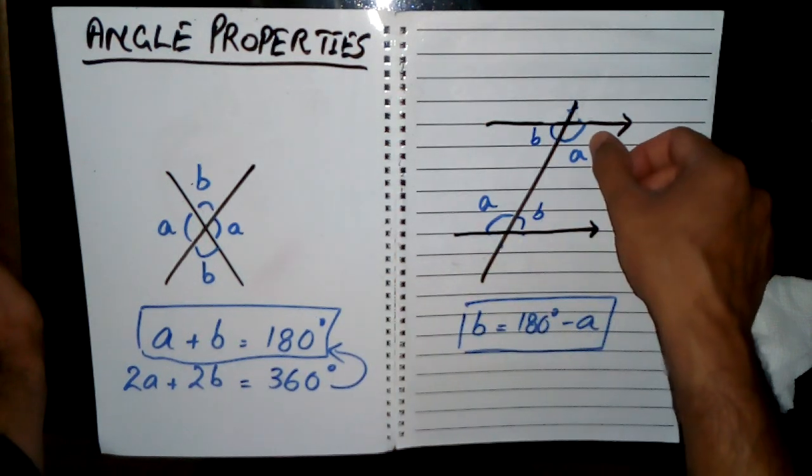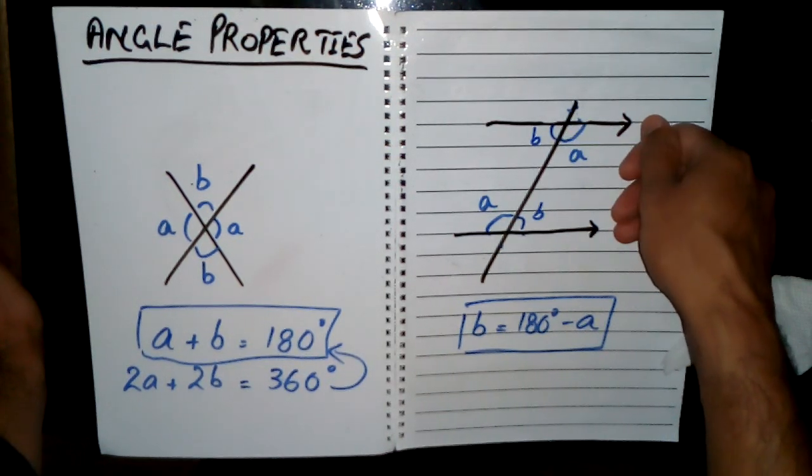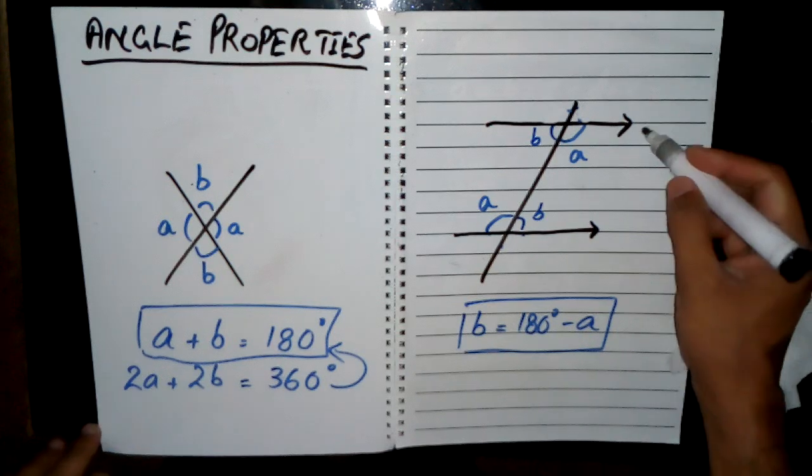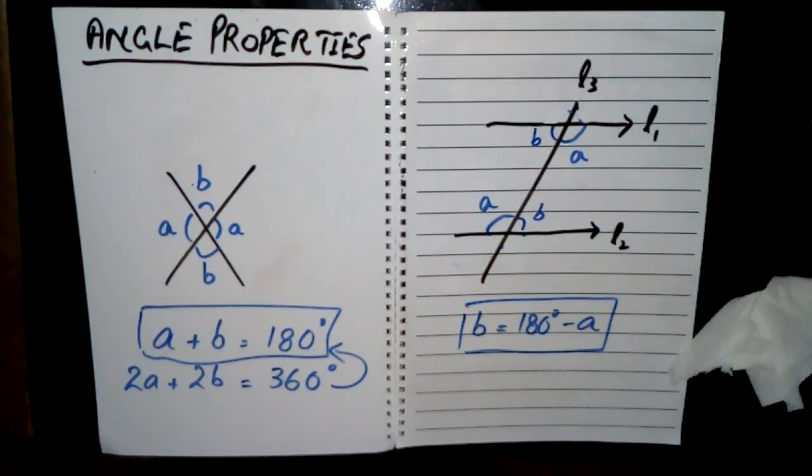For suppose this A is on the right side of the intersecting point with line 1. Basically this is, for suppose, line 1, this is line 2, this is line 3. Line 3 is intersecting line 1 and line 2.